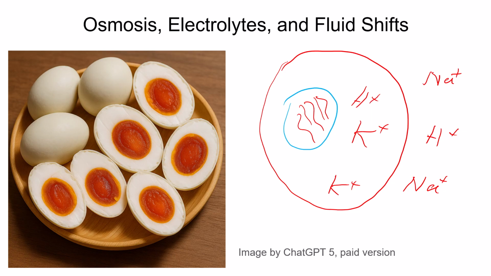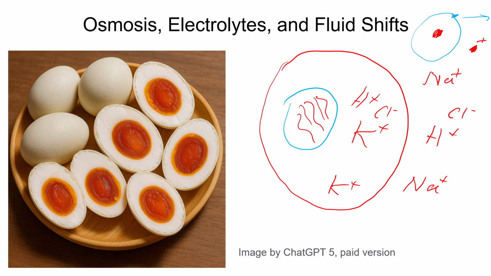Remember we talked about the hydrogen atom. There's the nucleus, and then there's the electron. But if that electron gets taken away, then we are left with the nucleus, and it has a positive charge. So there's lots of electrolytes in the body, and some of them have a positive charge and some have a negative charge.